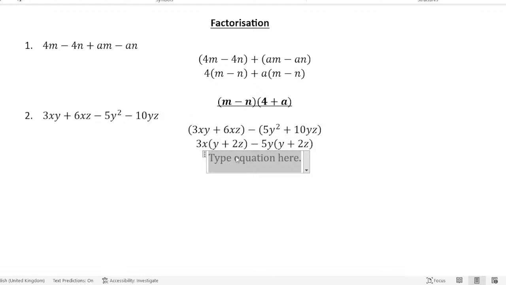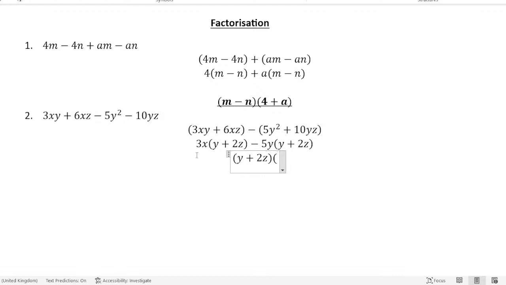Now remember, as you can see, we have a common factor here. Our common factor is y plus 2z. So we have y plus 2z, and here we have y plus 2z. So y plus 2z is our common factor, and we take it out.